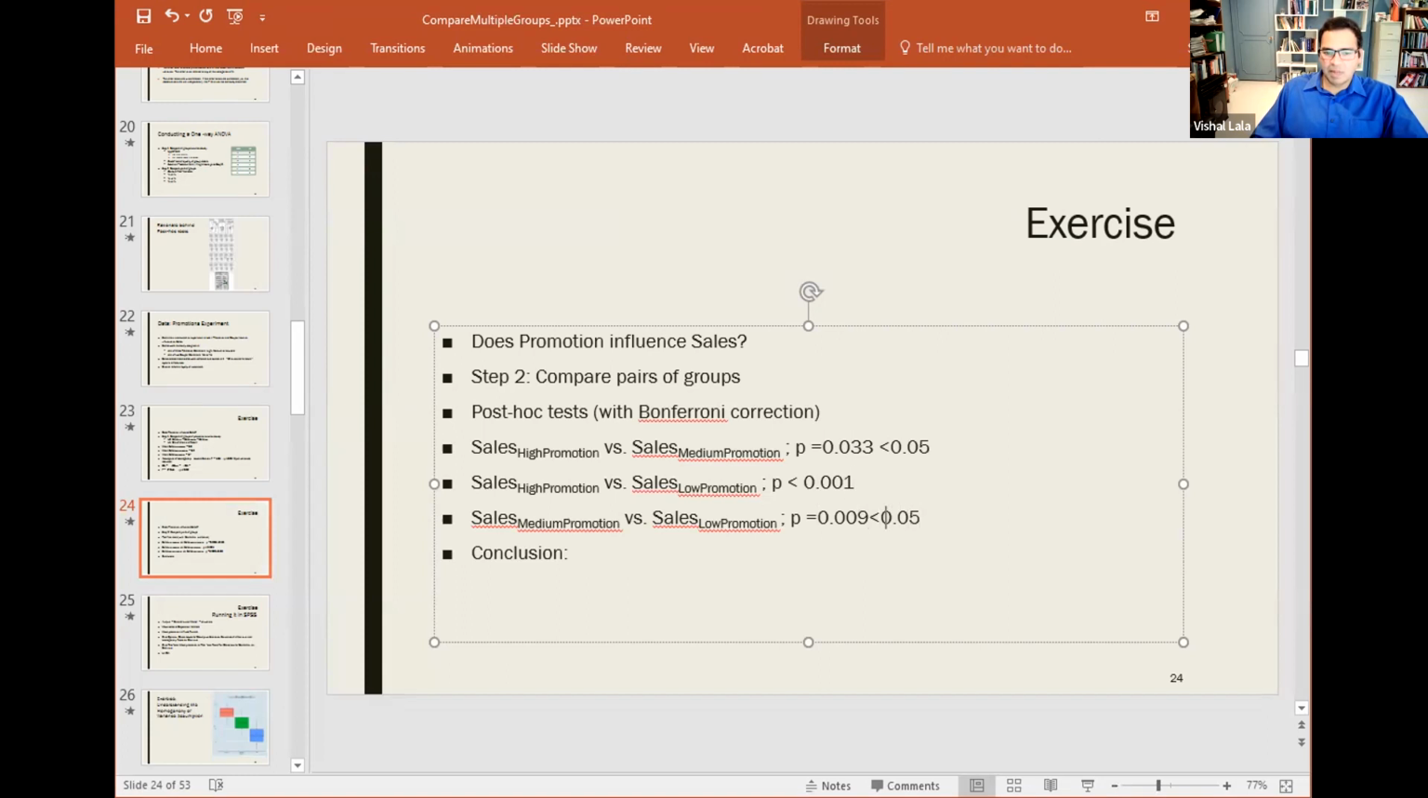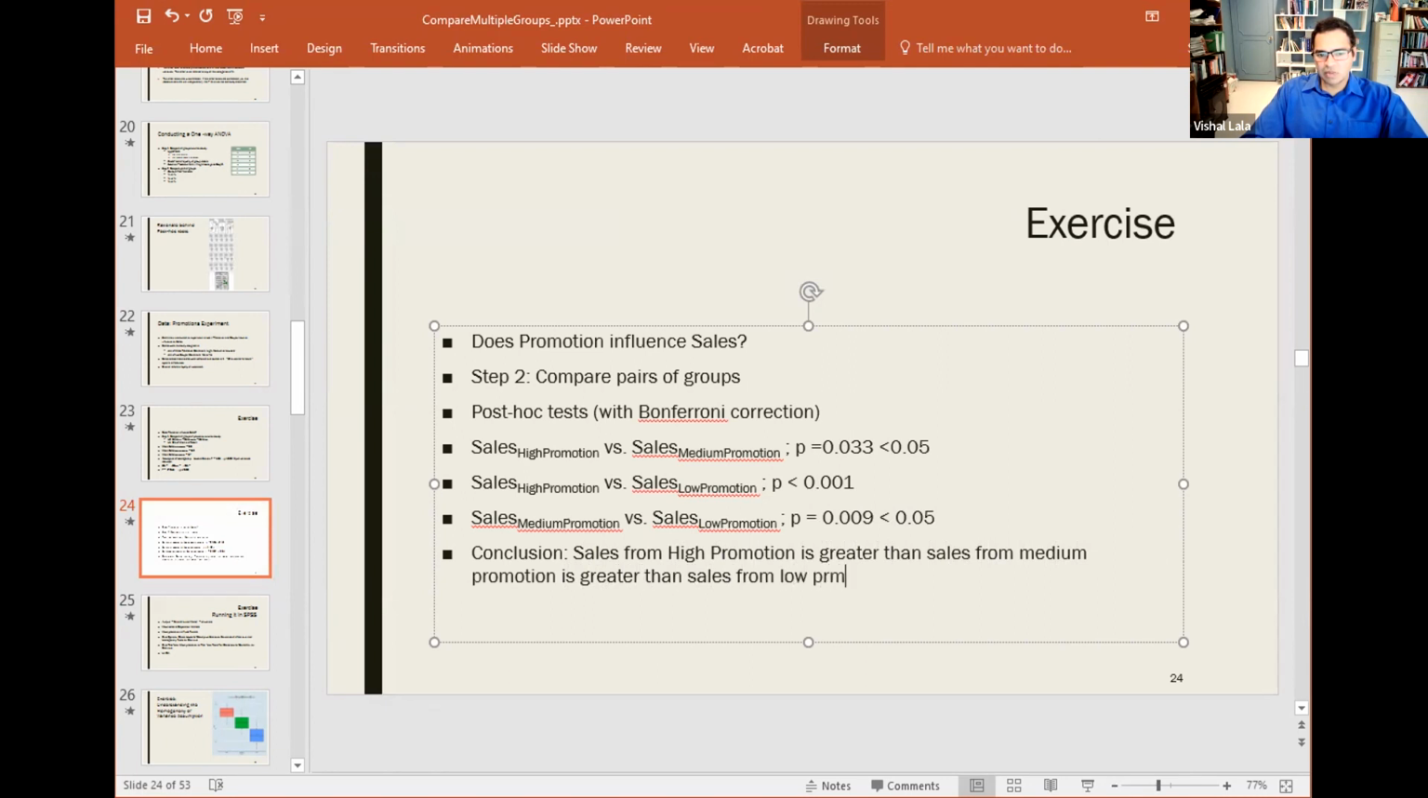Okay, here we go. So this is what we have. In conclusion, what can we see out here? Well, sales from high promotion greater than sales from medium promotion is greater than sales from low promotion. Or you can simplify this to say that the more the promotion, the more the sales.